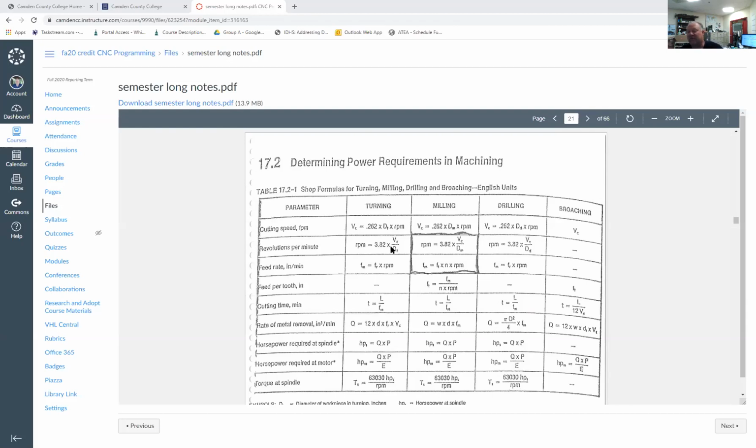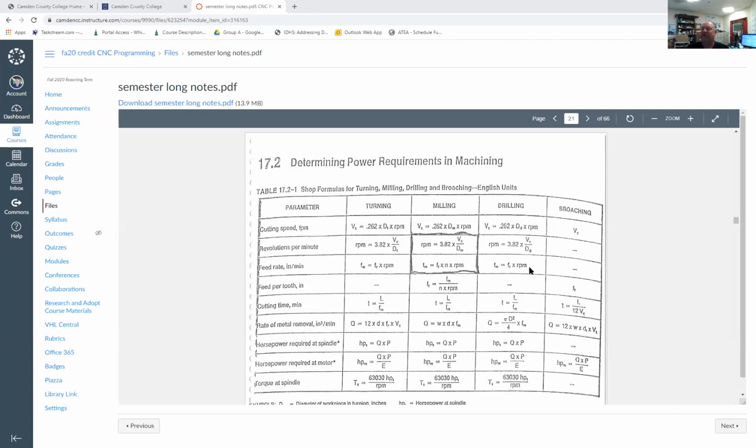All right. Forget the subscript. The subscript in turning, milling, and drilling changes. Well, the D is diameter. So in turning, it's the diameter of the stock. In milling, it's the diameter of the tool. And in drilling, it's the diameter of the drill. So they use the subscript of T, the subscript of M, and the subscript of D, simply to let you know that you're talking about turning, milling, or drilling.